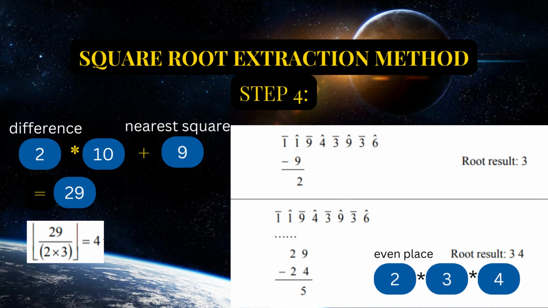Next, we will locate the next place to the right and move the digit down next to the result of the previous subtraction, that is 2, to form 29. Since we are in the even place, we divide 29 by twice the current root, that is 3, and then we put its quotient, that is 4, to the right of the current root as the second digit. Now we multiply 4 with 2 and the current root, that is 3, which gives us 24, and we subtract this 24 from 29 to get 5.